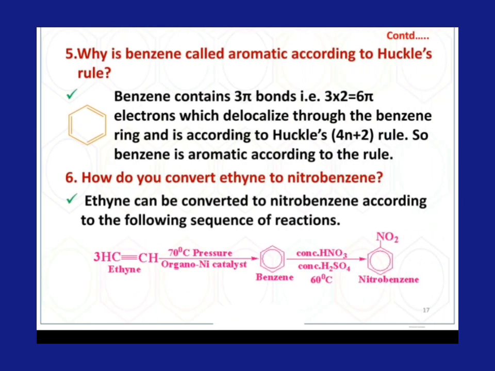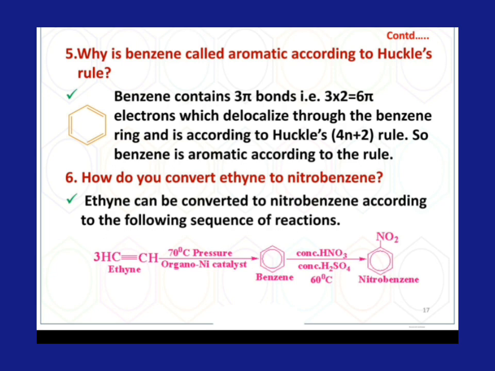Likewise, the fifth question: why is benzene called aromatic according to Huckel's rule? Because it follows Huckel's rule. From Huckel's rule we find the pi electrons. How many pi electrons are present in the benzene ring? Here benzene contains 3 pi bonds, that is 3 into 2 is equal to 6 pi electrons, which declares the benzene ring aromatic according to Huckel's rule, that is 4n plus 2. So it is called aromatic according to the rule. It is generally used to find the pi bonds and pi electrons.